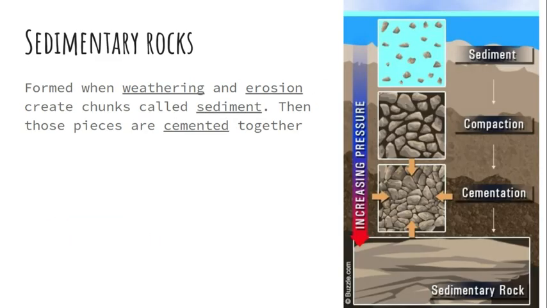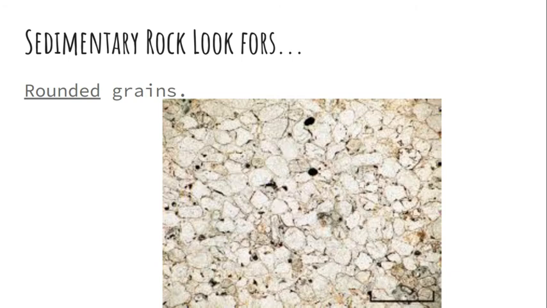Sedimentary rock. Sedimentary rock, as a reminder, forms when weathering and erosion create small chunks called sediments, and then those pieces of rock or sediment are compacted and cemented together. So what we're looking for with sedimentary rock, we're looking for rounded grains. This means that the jagged edges have been buffed and eroded away, leaving behind a rounded looking grain. So if we actually took a magnifying glass, we would see this more rounded structure.